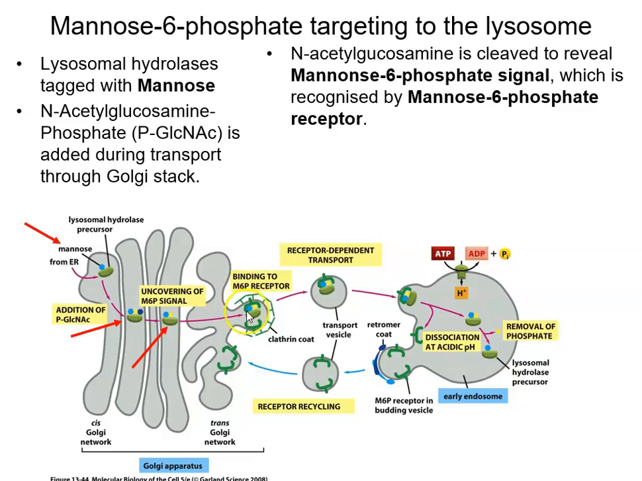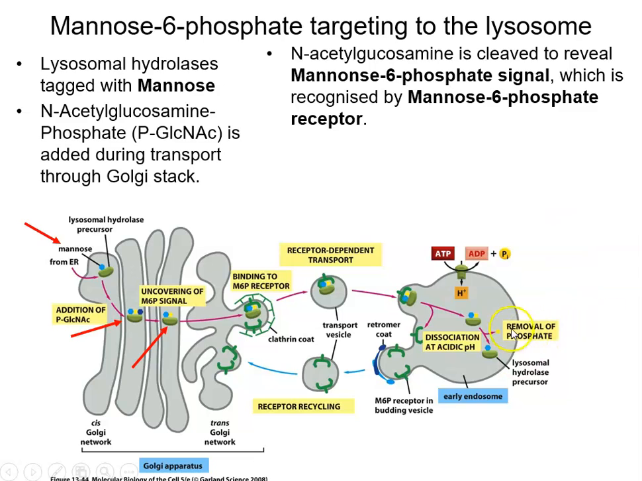So the next step is binding of the mannose 6-phosphate tag to the mannose 6-phosphate receptor, and once that occurs, that will recruit clathrin. That will form a clathrin-coated vesicle, causing that to bud off and create a naked transport vesicle because the clathrin will get recycled back. This transport vesicle will then head towards the early endosomes, which are slightly more acidic than the transport vesicles. That acidity is driven by ATP-driven acid pumps, as we saw in the lysosome slides previously.